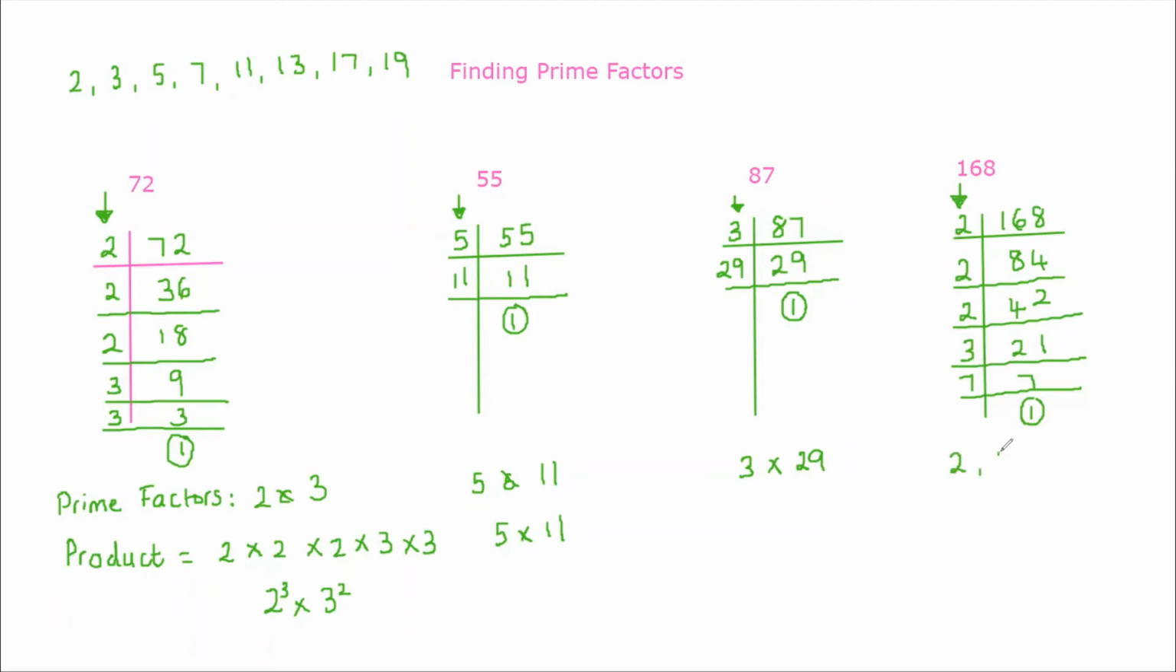So we've now found all of the prime factors for 168, and the prime factors for 168 are 2, 3, and 7. And if we were to write 168 as a product of its prime factors, we could write 2 times 2 times 2 times 3 times 7, or using index form, this would be 2 to the power of 3 times 3 times 7.